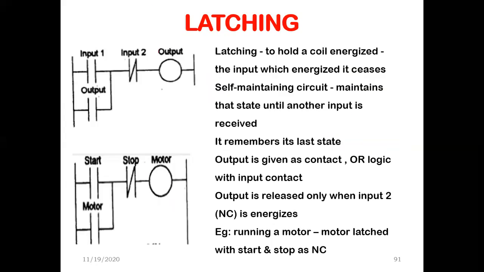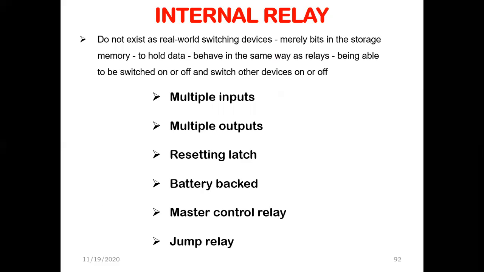In latching, to hold a coil energized, the input recognizes its case, as in self-maintaining circuits, maintaining the state until another input is received. It remembers its last state. The output is given as a contact in OR logic with the input contact. The output is released only when the NC is energized. Example: running a motor latched with start and stop, with the stop normally closed.